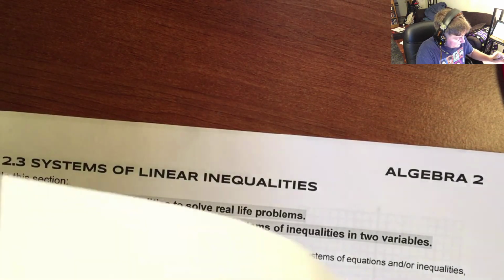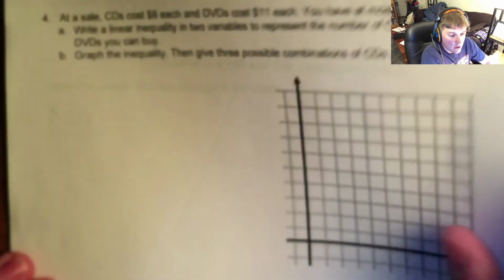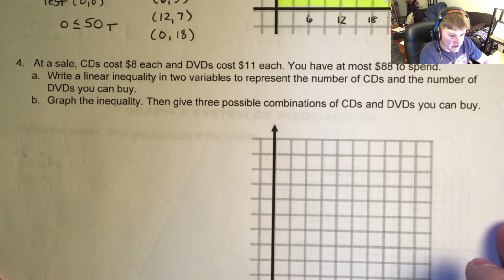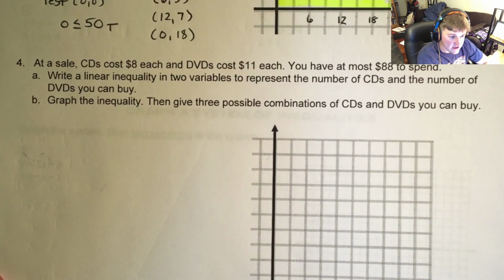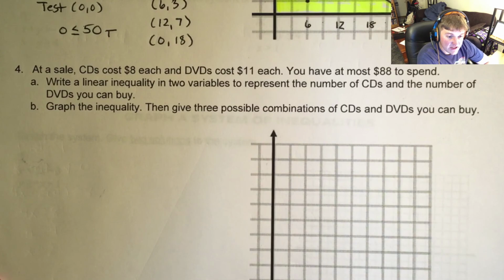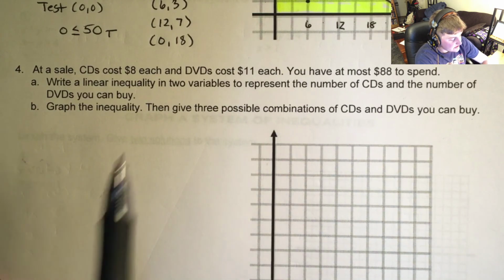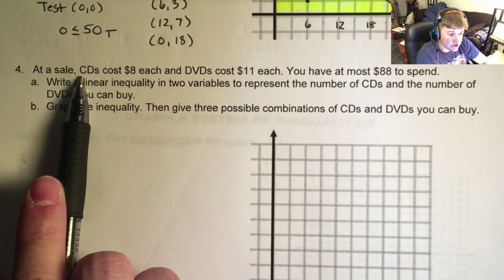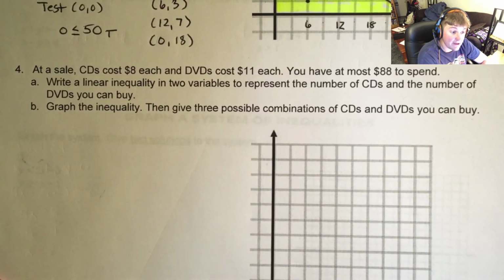So I'm assuming that you've already tried this one on your own and you're just here to see how you did. Okay, so what this one says, it's pretty dated because CDs nor DVDs are a thing anymore, but when I was growing up, they were a really big deal. At a sale, CDs cost $8 each and DVDs cost $11 each. CDs were just a way to listen to music digitally on a disc that you would put in your car. DVDs were the same thing except for movies. And you have at most $88 to spend. Write a linear inequality in two variables to represent the number of CDs and the number of DVDs you can buy.